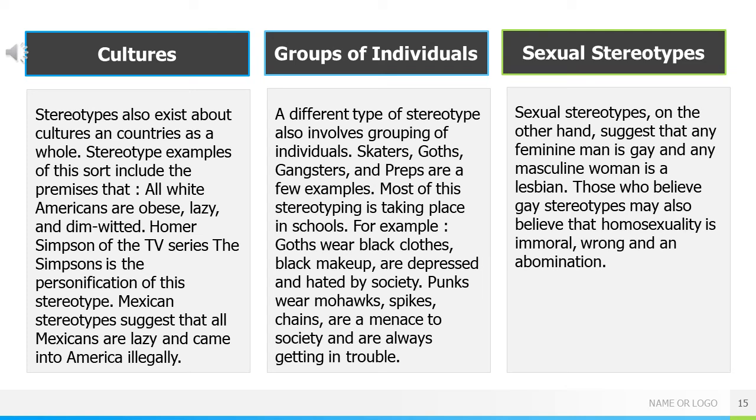Sexual stereotypes. Sexual stereotypes, on the other hand, suggest that any feminine man is gay and any masculine woman is a lesbian. Those who believe gay stereotypes may also believe that homosexuality is immoral, wrong, and an abomination.